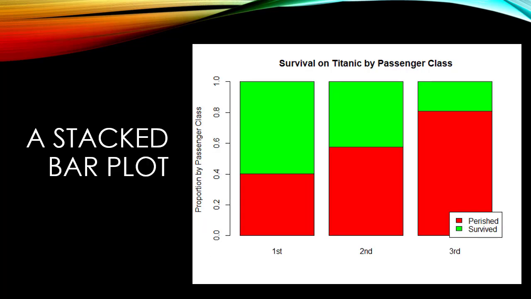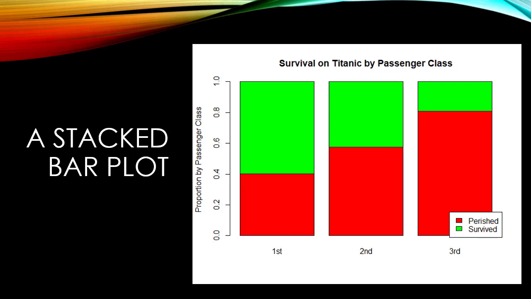Here is what we call a stacked bar plot. Each bar represents a passenger class. The total number of passengers in each class is included in each bar because each bar has a total proportion of 1, which is 100% of the passengers in that class. Carefully note that I am talking about 100% of the passengers in that class and not all the passengers on the Titanic. Each bar represents a different passenger cabin class, and all the passengers in that cabin class are represented in that bar. Now let's focus on the colors.